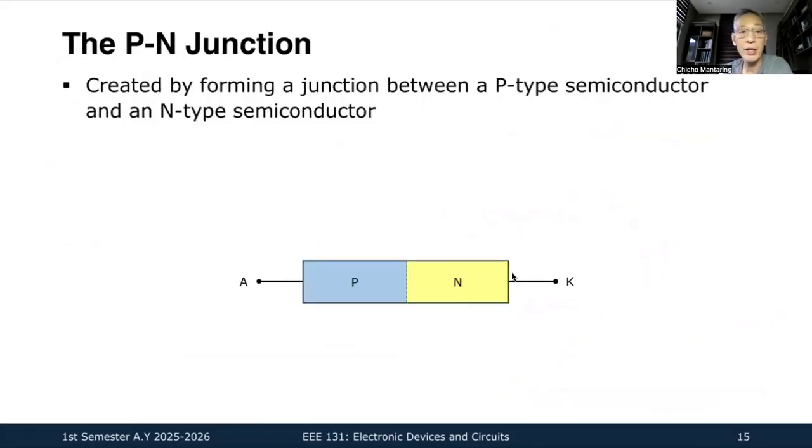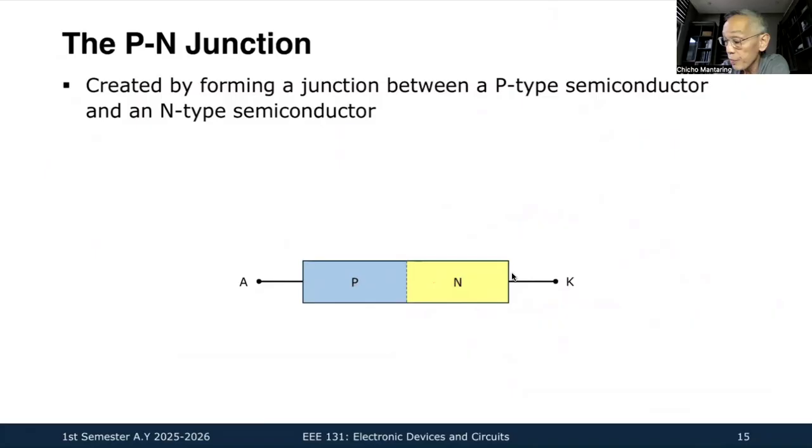So let's take up the PN junction. So from 1 to 3, you know that a PN junction is formed, no? Or a PN junction is a junction that is formed between a P-type and N-type semiconductor. No? So in this particular case, your P on the left and N on the right, no? So this is your junction.